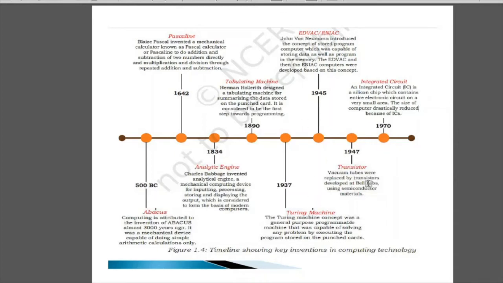Then we have the transistor. Transistors are basically vacuum tubes that were replaced by transistors developed at Bell Labs using semiconductor material. Then we have the integrated circuit.